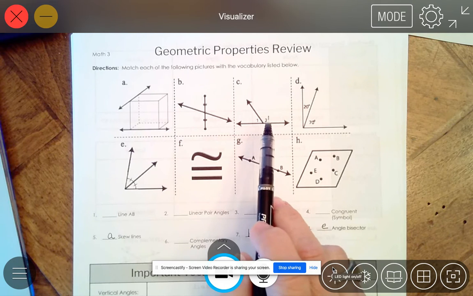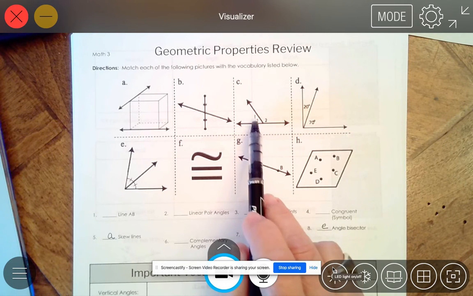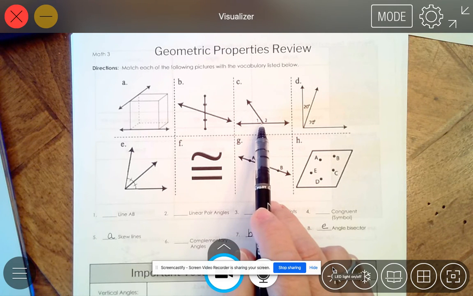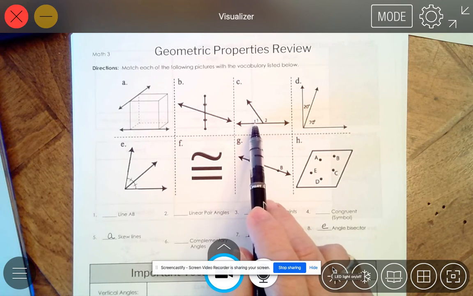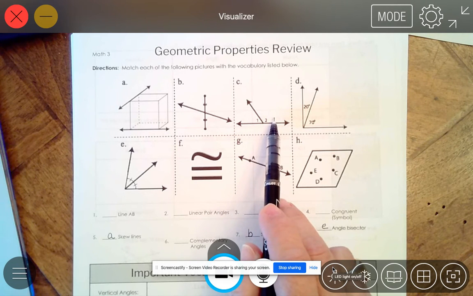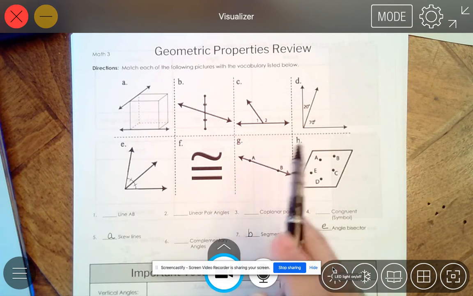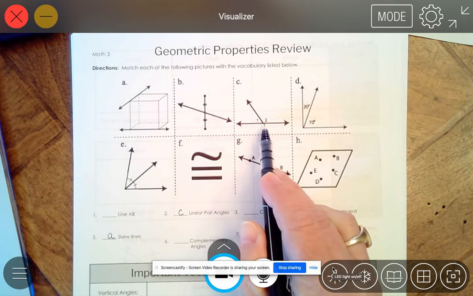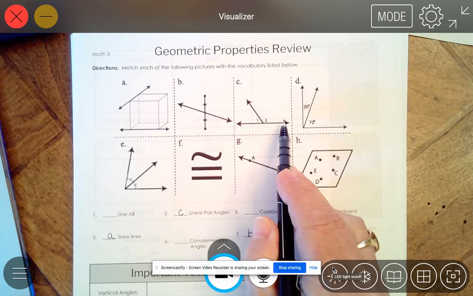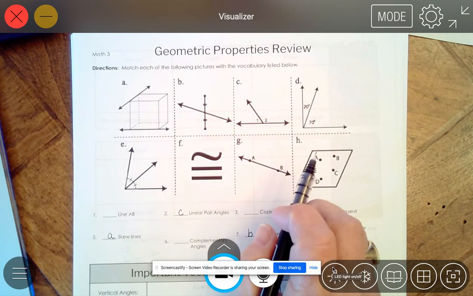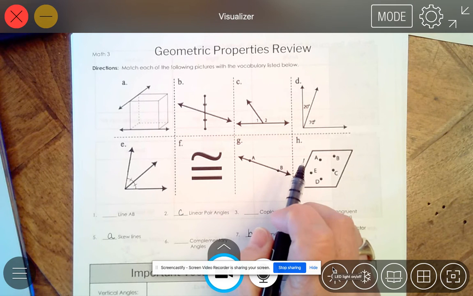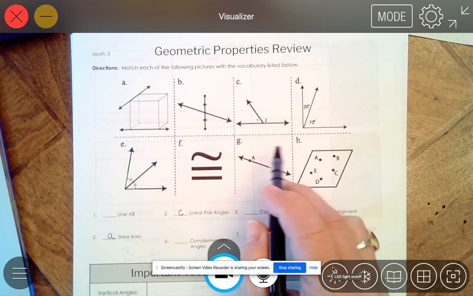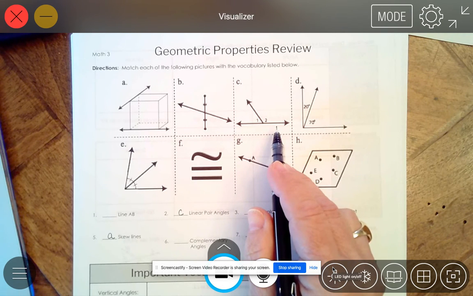If I look up here at C, I have a straight line and an angle just going up randomly. And now I have two angles. These two angles right here are going to be called a linear pair. That means these two angles make up one line. We can also call something like this supplementary. Supplementary angles means that they add to 180 degrees. And these are going to add to 180 degrees.